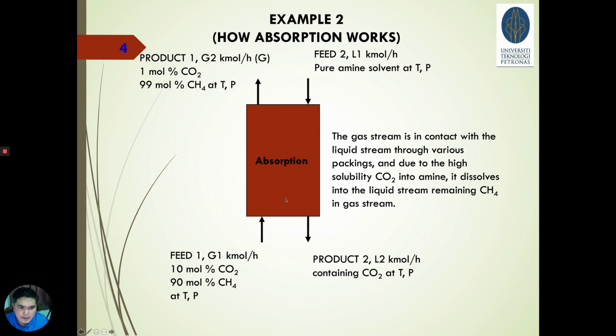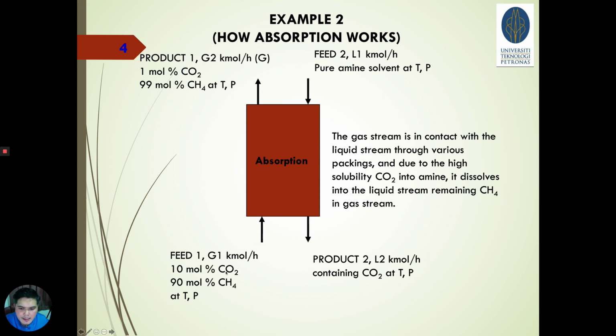Absorption is the process in which a gas stream which contains some kind of impurities, we need to remove the impurities, and they are absorbed by liquid. So in this particular process, the feed comes in containing CO2 and methane, and we want to remove the CO2, so we use amine, so that the amine would be able to absorb the CO2 in a counter current process.